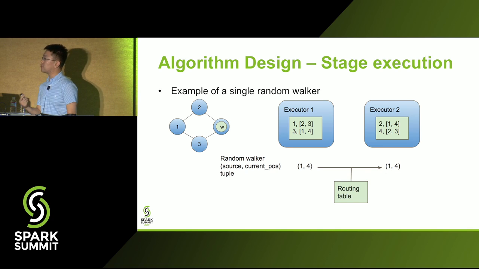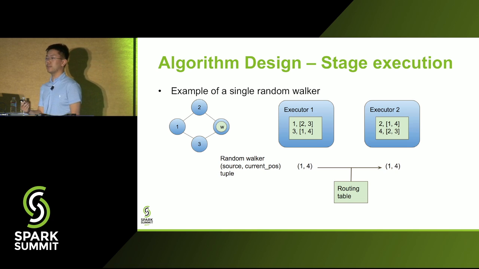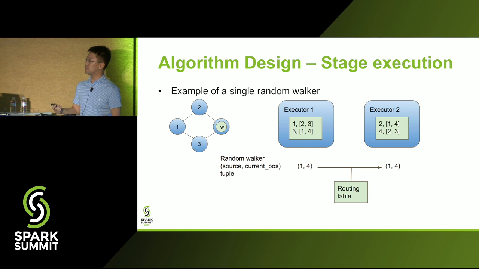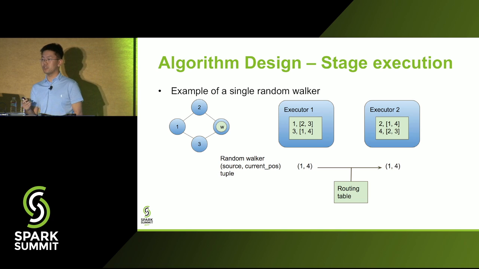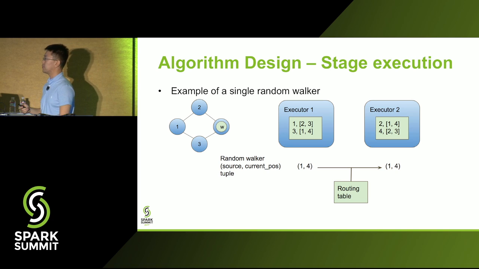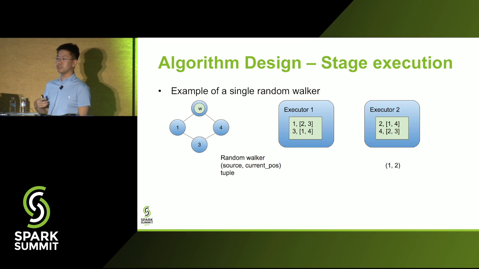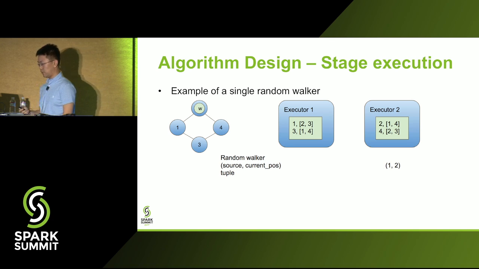This terminates the first stage of the algorithm and starts the next stage. In addition, this raises the requirement for some routing mechanism in order to correctly send the random walkers to the remote vertex, based on the random walker's current position. When the random walker is sent over to executor 2, the algorithm enters the next stage. The random walker then chooses to move to vertex 2 and eventually terminates.